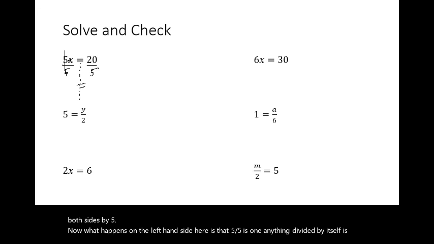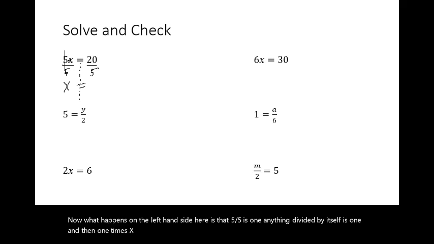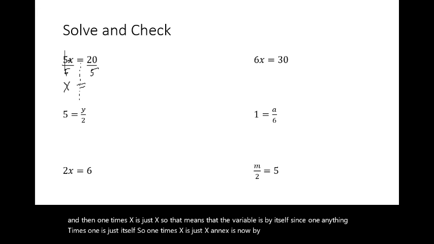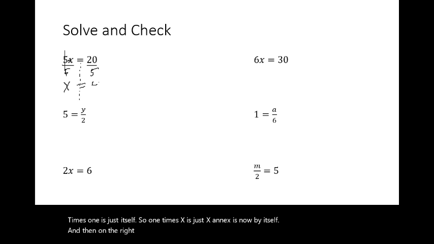And then 1 times x is just x. So that means that the variable is by itself, since anything times 1 is just itself. So 1 times x is just x, and x is now by itself. And then on the right, 20 divided by 5 is 4. So then x equals 4 is your final answer.